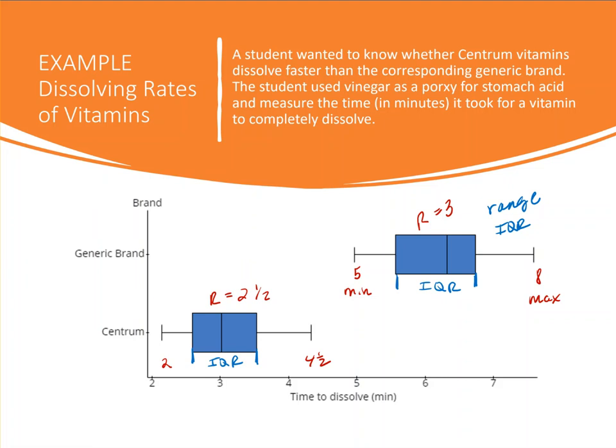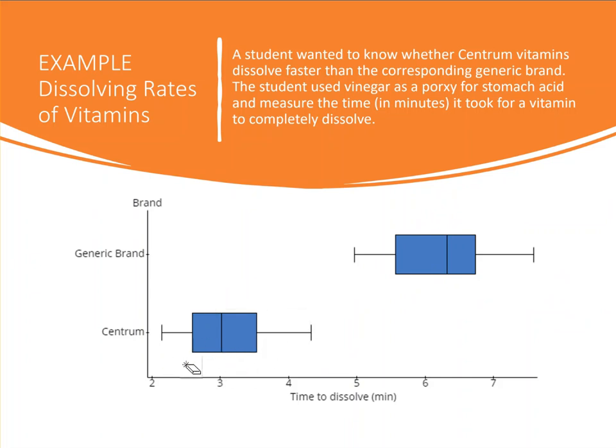The second thing we want to look at here is, in just reading this graph, maybe I want to try to understand which of the two vitamins is going to dissolve faster. So which one takes the least amount of time to dissolve? And we can just really pick that out from looking at the graph. We know here that this Centrum vitamin only takes anywhere between 2 and 4.5 minutes to dissolve, whereas the time to dissolve for the generic brand starts at 5 minutes. So right away we know that Centrum is the one that dissolves faster.